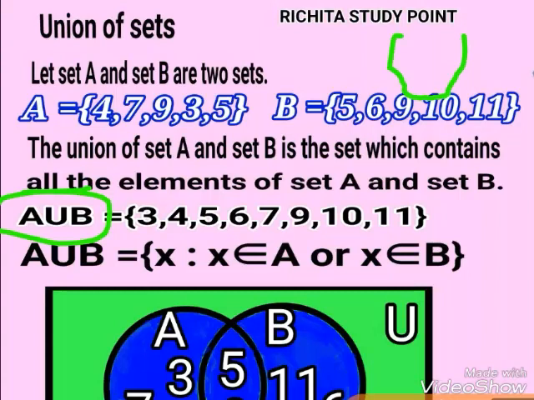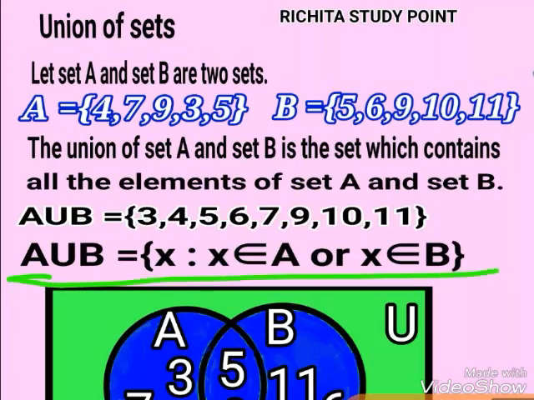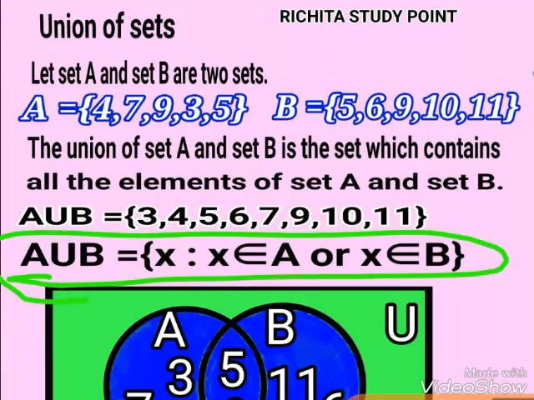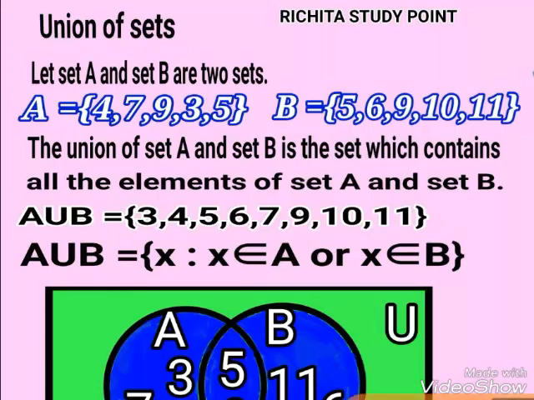Symbolically, we can say that A union B is equal to {x such that x belongs to A or x belongs to B}. Now we have here one example. We are given two sets A and B. We have to calculate A union B.